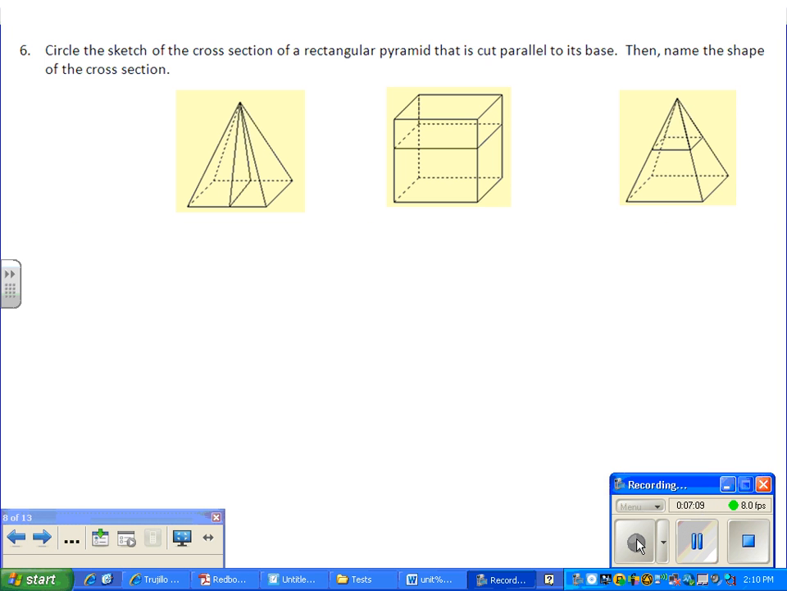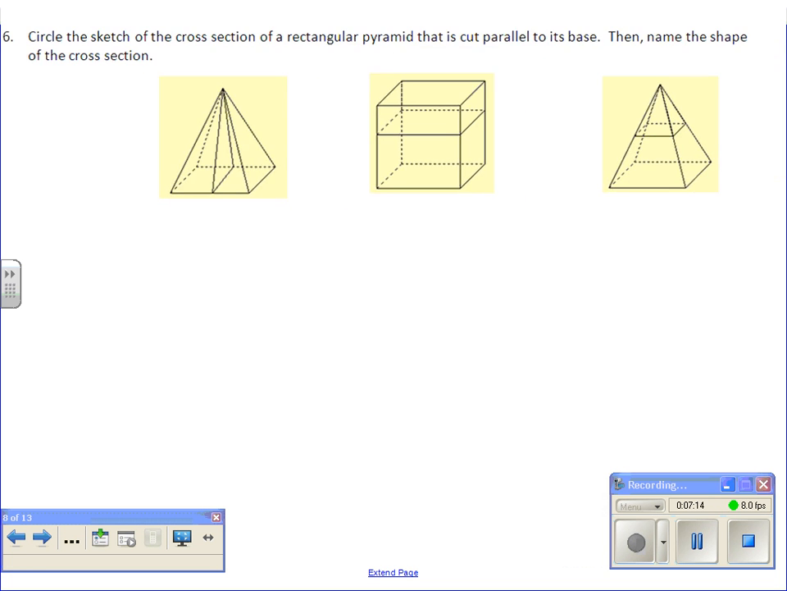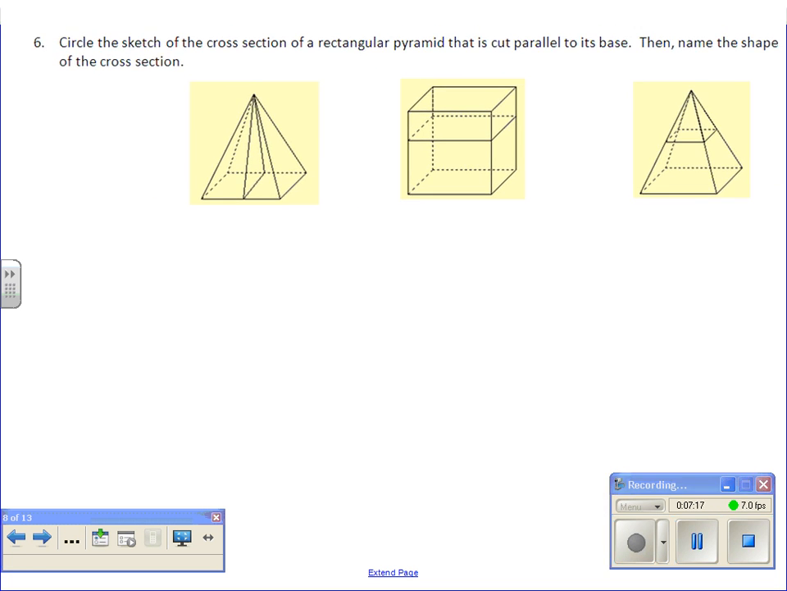All right, so continuing on, we're going to circle the cross-section of the rectangular pyramid. So the rectangular pyramid that is cut parallel to the base, all right? So first of all, let's go and get rid of anything that is not a rectangular pyramid. Okay, let's get rid of that one. Not a pyramid. And we want it to cut parallel to the base, all right? So we know parallel lines are never going to cross, all right?